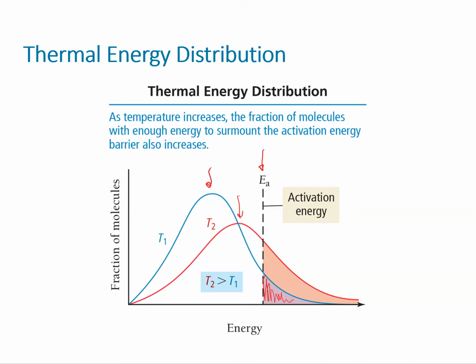Whereas, if we excite that population of molecules to temperature 2, we now have the same population, but it's more excited, and of course it's distributed. They're not all exactly the same energy. It's a Gaussian distribution. And here we can see a much larger fraction of these molecules have enough energy to overcome the activation energy barrier, form the transition state, and potentially proceed forward to form the product.